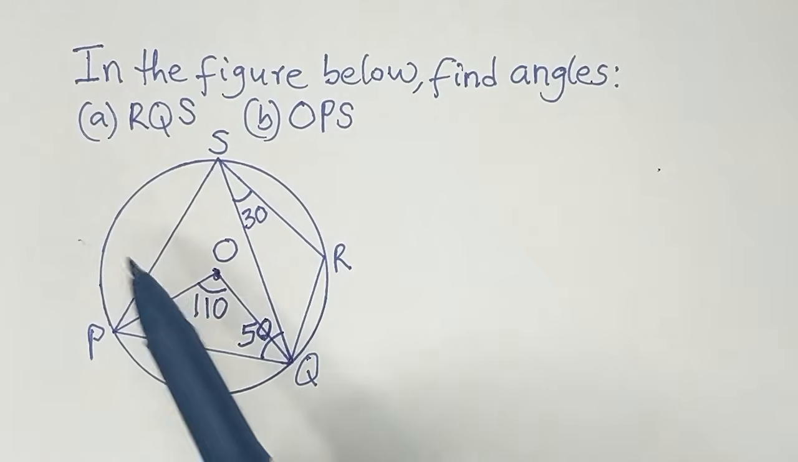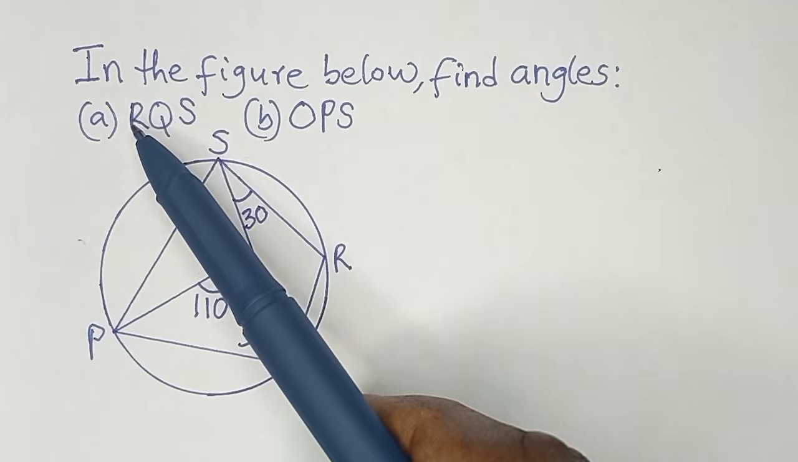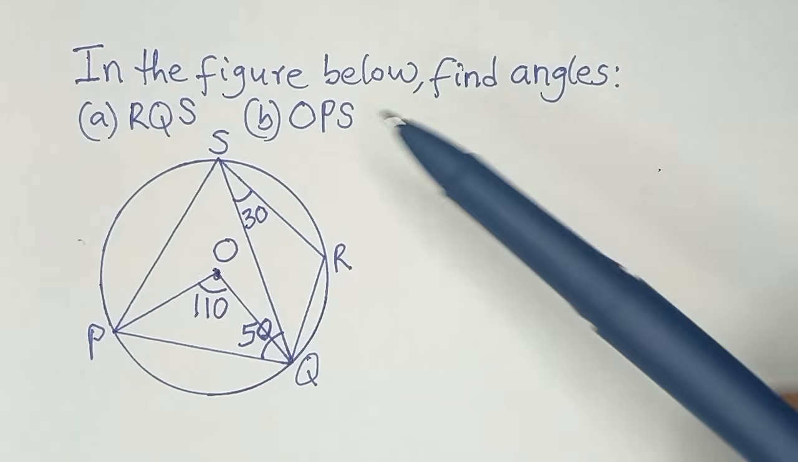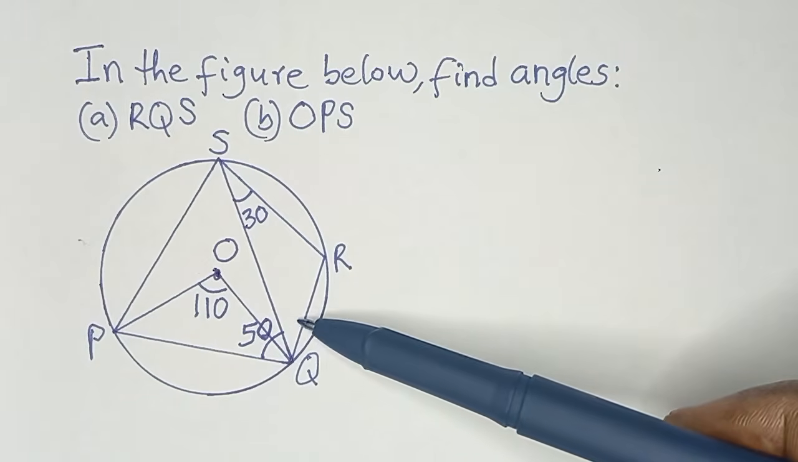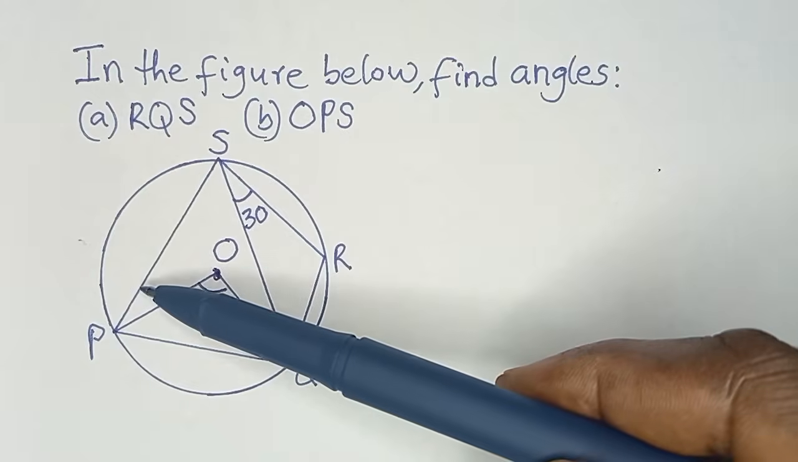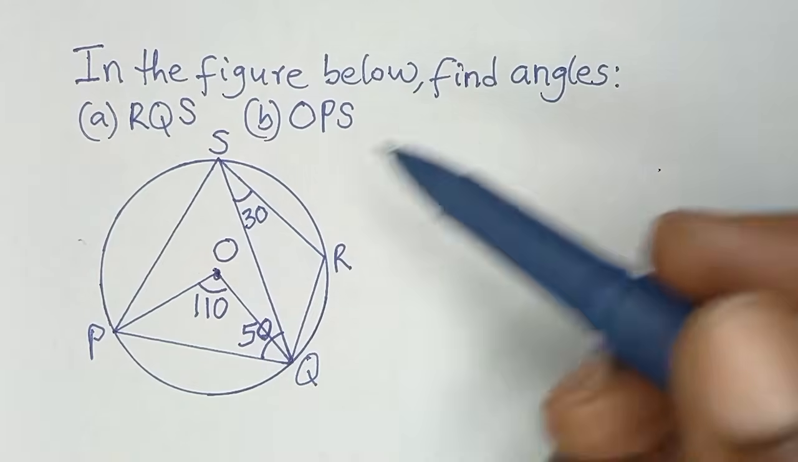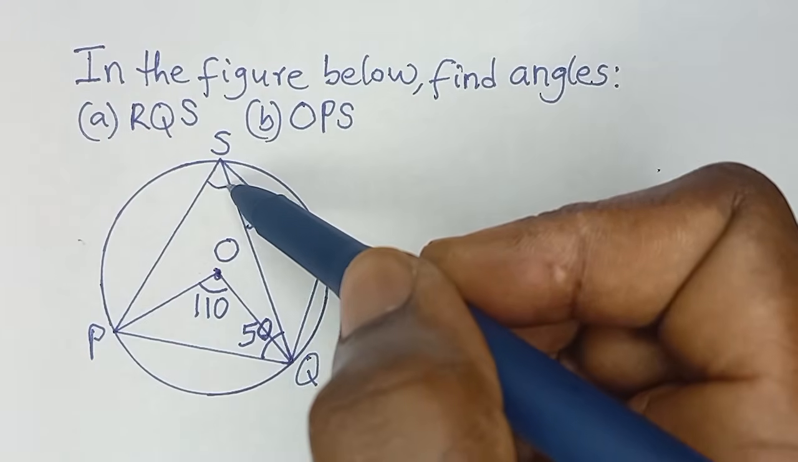In this circle geometry question, we are asked to find angles RQS and OPS. That is RQS, which is this angle here, and then OPS, which is this angle here. Now, the first thing I want us to look at is how to find this angle at the circumference.